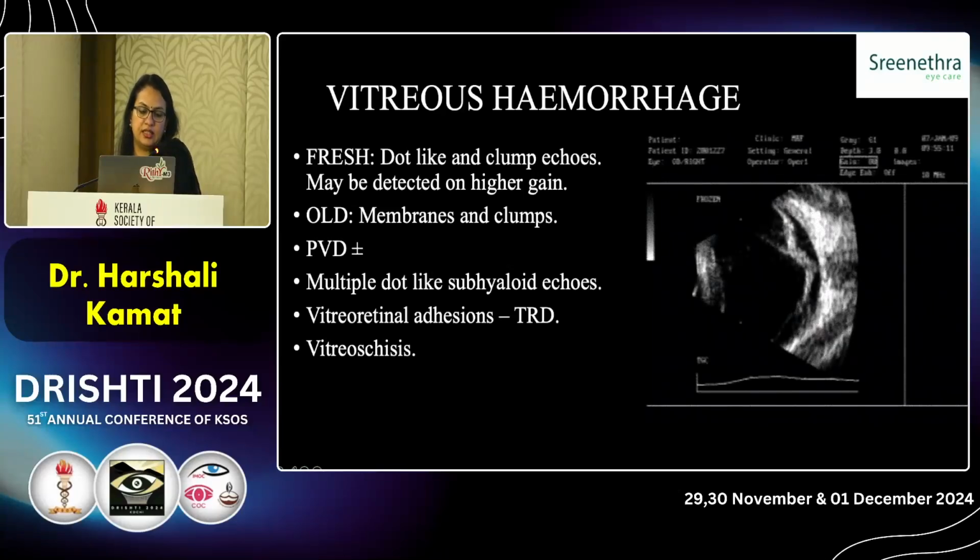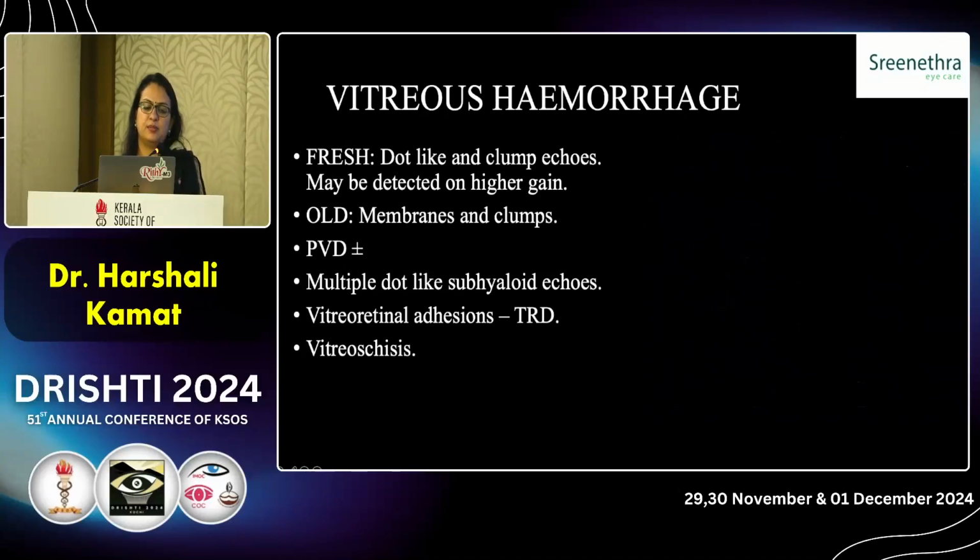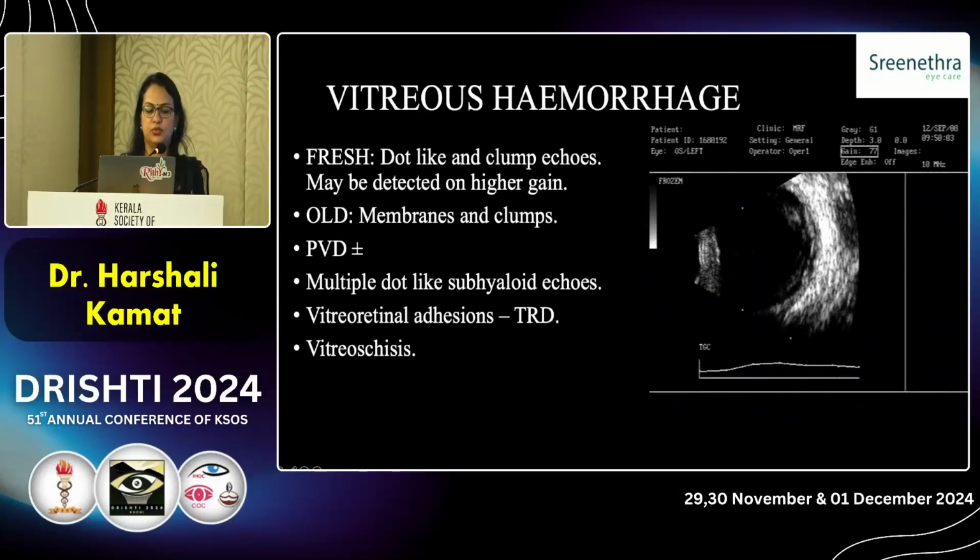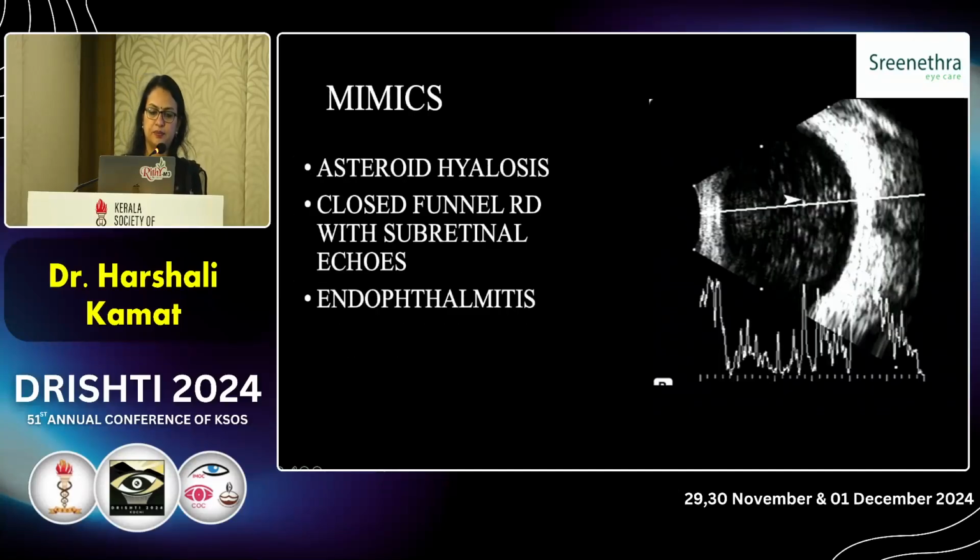You may have vitreoretinal adhesions, and that can give rise to tractional detachment. Sometimes you may see splitting of the vitreous, which we call vitreoschisis, and it's important for the retinal surgeons because then they have to look out for the second membranes during the vitrectomy. There are several mimics which we need to know. One is asteroid hyalosis because it's so common, and you have to differentiate it from the vitreous hemorrhage.